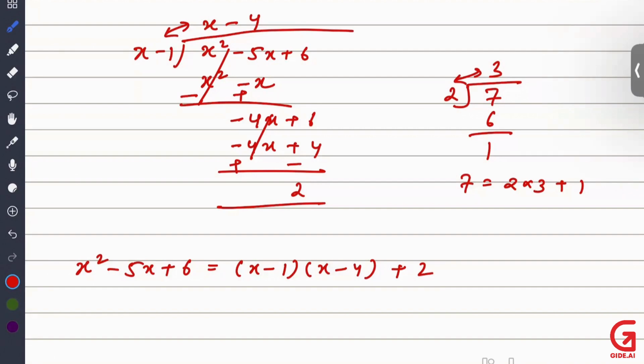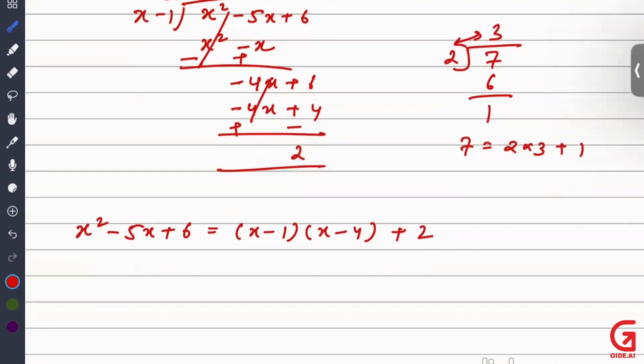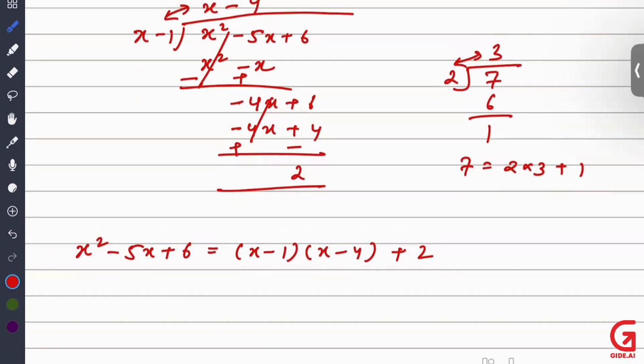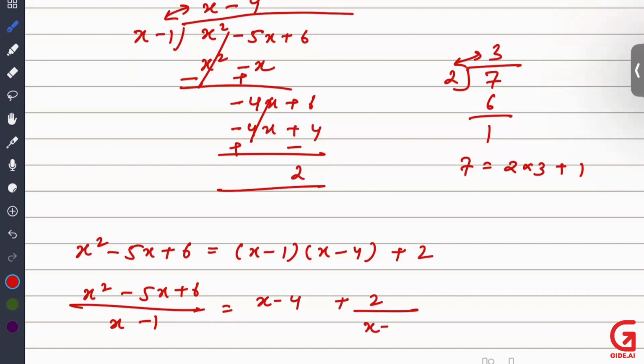You can also write it in one more way. And what is that way? That is basically, all right, x squared minus 5x plus 6 over x minus 1, because you were dividing it by x minus 1. What do you get? So that means basically you divide everything by x minus 1, you get x minus 4 plus 2 over x minus 1. If in this equation, if you divide the entire equation by x minus 1, you get the second equation. So both the equations are exactly the same.